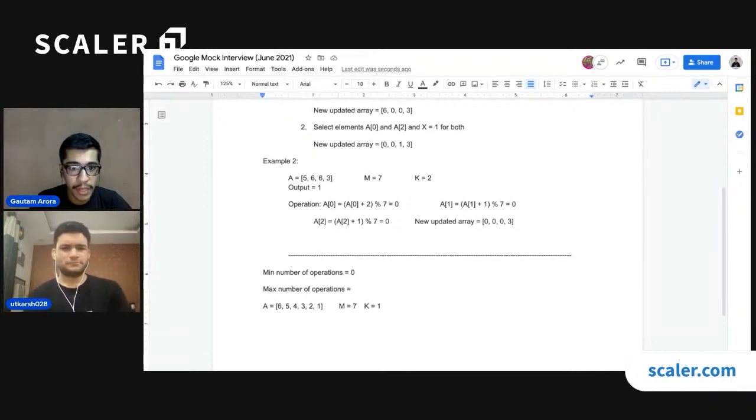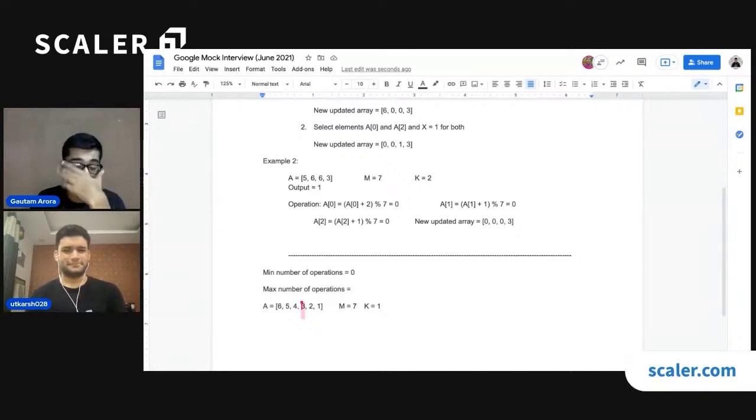The maximum number of operations required would be, let's say 6 would require 1, then 2, 3, 4. So I guess n plus 1 by 2 would be the maximum number of operations, whereas n would be the length of the array, if I'm not wrong. Are you sure? 6, 5.